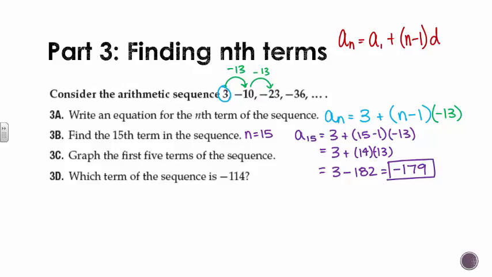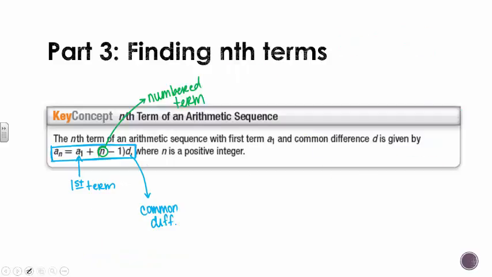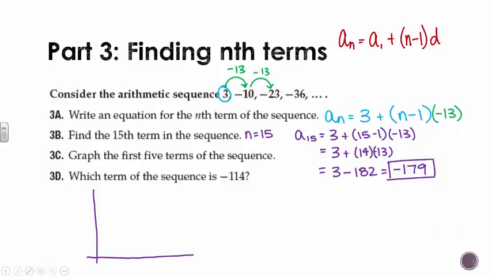If you wanted to, you could prove this by going on and on and on and making sure that you get that. The next one is to graph the first 5 terms of the sequence. Now hopefully you're connecting that all of the stuff that we've been doing in chapter 3 is related. When I graph these things, I should end up with a straight line. My rate of change is exactly the same for all of these. It's negative 13. So my first term, this will be term, and this will be number.